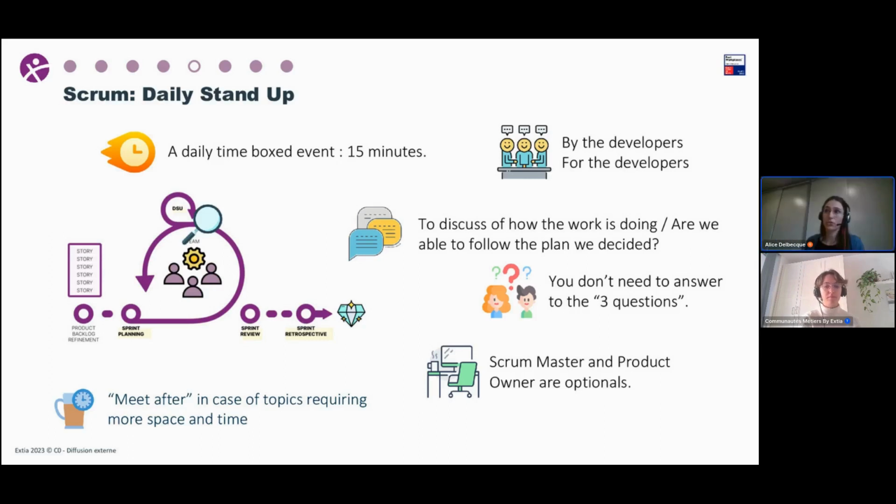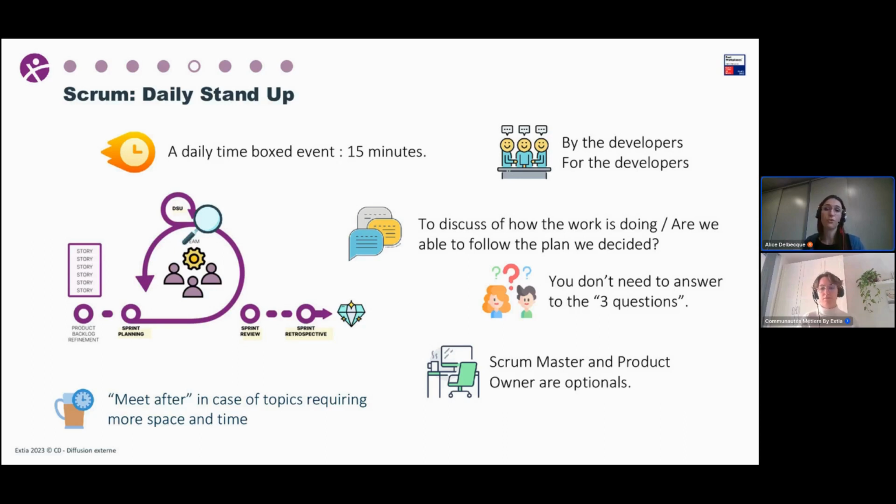Sometimes during a daily, you can have some discussions with just 2 developers, for instance, or you can also have some topics requiring more space and more time. And so in this case, the good practice is to say, stop, let's not discuss it here, but have a meet after. And just the involved person can have a separate discussion. And that will help you to have just a 15 minutes meeting.